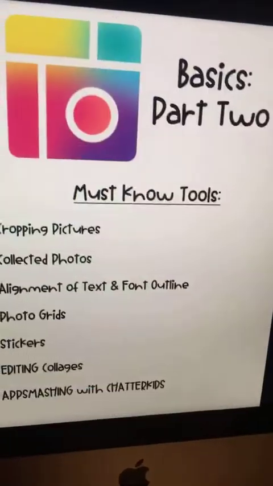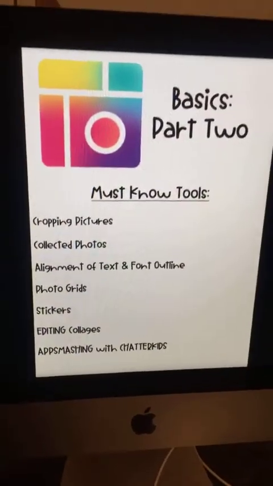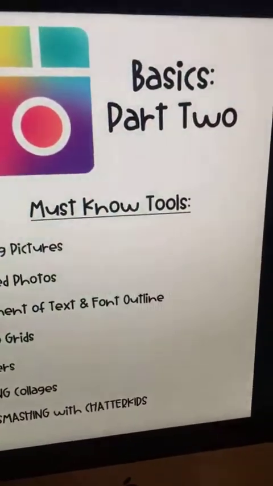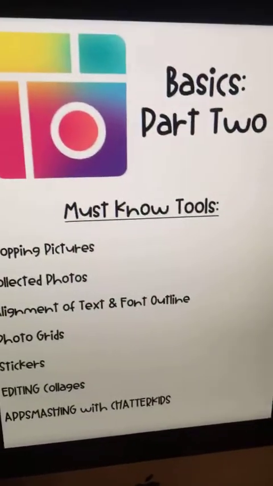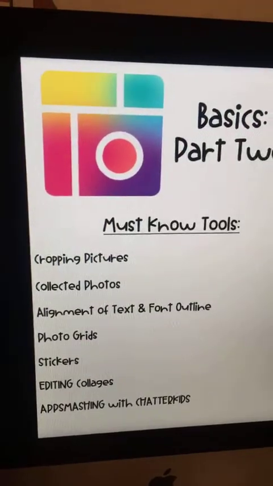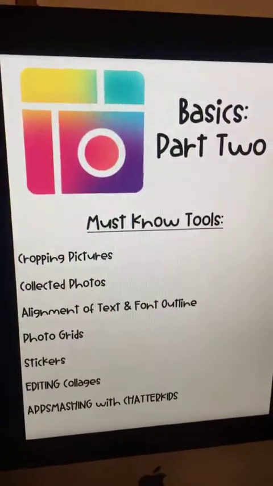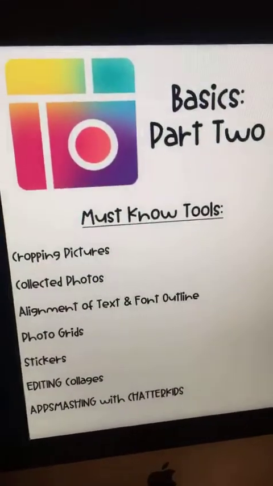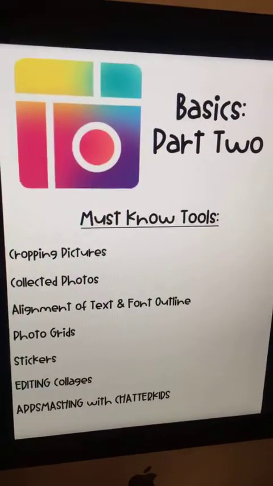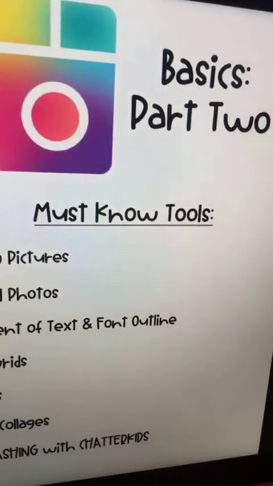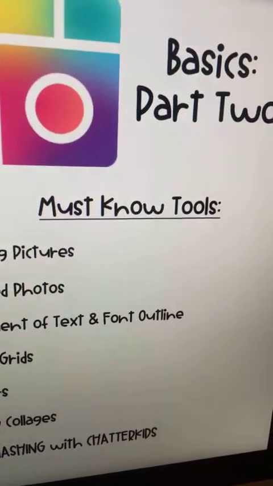But this week, Basics Part 2, we're going to learn how to crop a photo. We're going to learn about collected photos, which is not really that big of a deal, but there is a little save button there for the kids to use. We're going to learn how to align text just in case you want it left, right, or in the middle. We're also going to talk about a font outline. We're going to talk about a photo grid because we're going to do a 7-section photo grid tonight. We're going to learn about adding some stickers. I'm going to talk to you about editing collages. And we are going to app smash our finished collage with Chatter Kids.